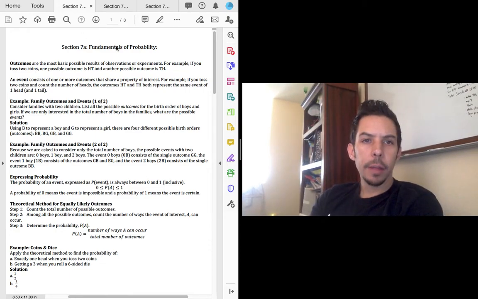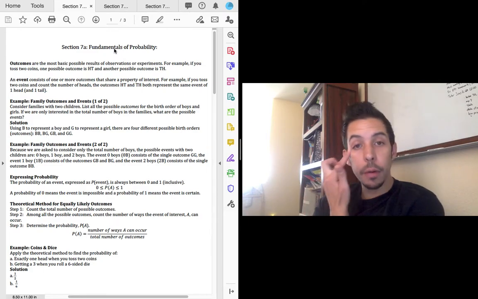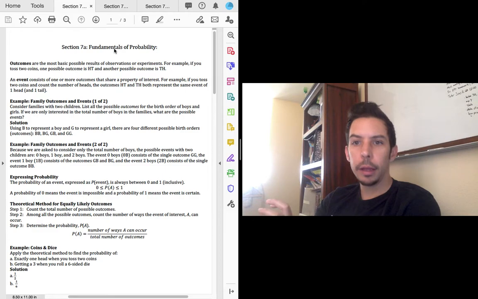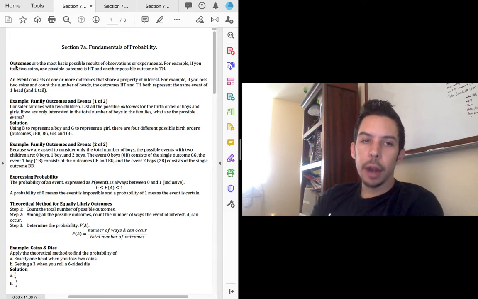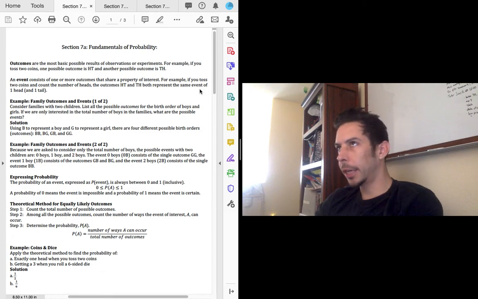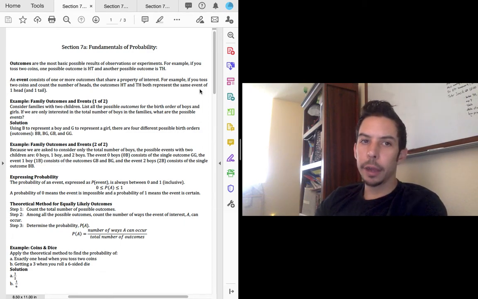So 7a is all about the fundamentals of probability. Before we go into probability, we need to talk about two things that are really important to probability that can often get interchanged. Those two things are outcomes and events. Outcomes are the most basic possible results of observations or experiments. For example, if you toss two coins, one possible outcome could be heads and then tails. Another possible outcome could be tails and then heads. So both of those are different outcomes for flipping a coin two times.